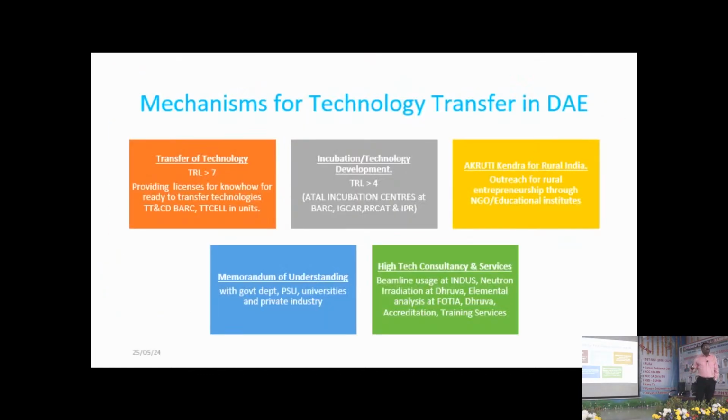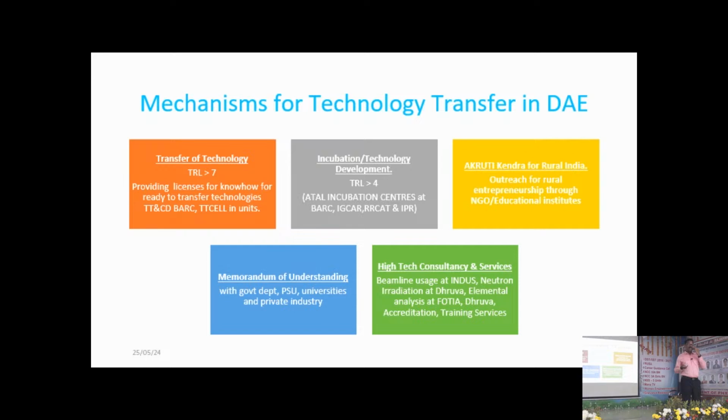So how do I transfer these technologies to the industries? Before starting on that, one thing I want to explain is that DAE has always worked under embargo. When we did the 1974 peaceful explosion, the world isolated us. Again in 98 the same thing happened, but we have worked independently. We have produced all our technologies on our own, whether it is running a reactor or running a particle accelerator. In the meanwhile, we developed a lot of technologies which were needed to make a reactor. So these technologies are useful for the industry.